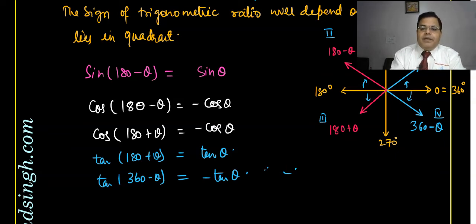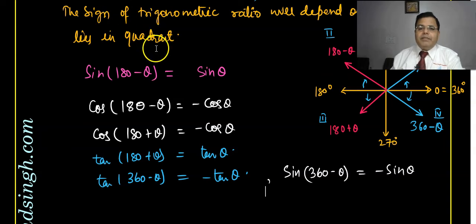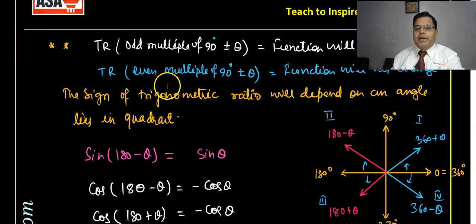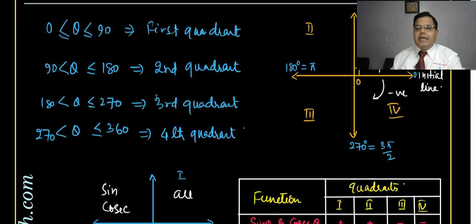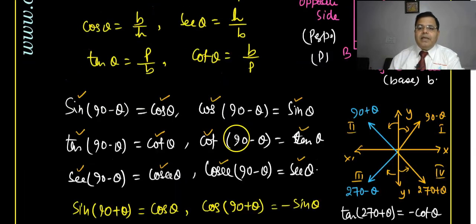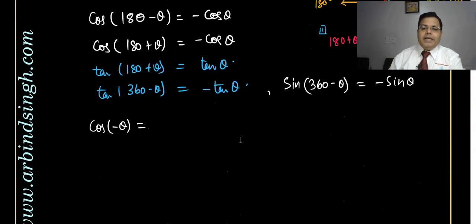One more example I can take here: sine 360 minus theta. What is that? It is minus sine theta, because in the fourth quadrant sine is negative. 360 minus theta can also be written as minus theta. Similarly, if I write cos minus theta, then the angle must be in the fourth quadrant. Remember this, in this direction angle is taken as negative. In the fourth quadrant, cos and sec are positive, and all other four are negative. So we will write cos minus theta is cos theta. Remember this. Similarly, sec minus theta is sec theta.